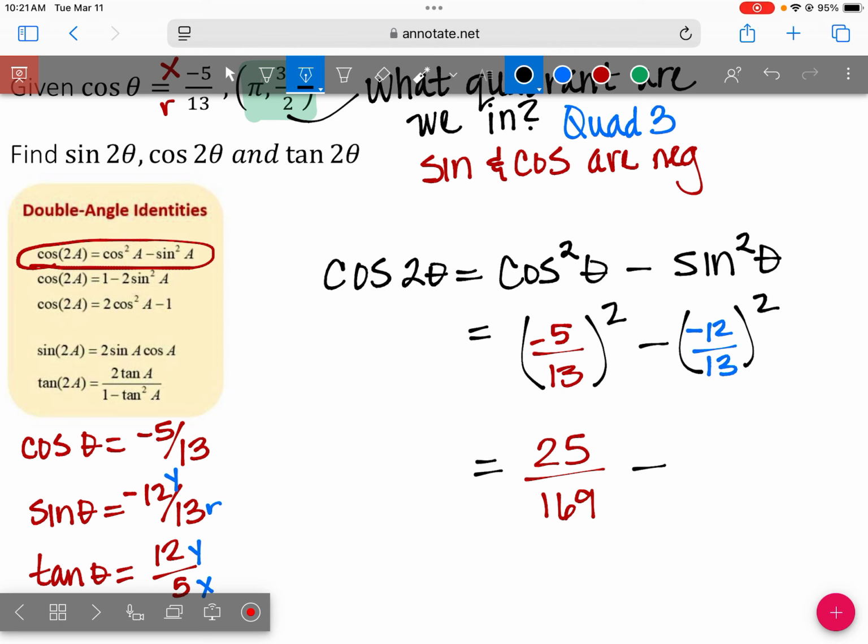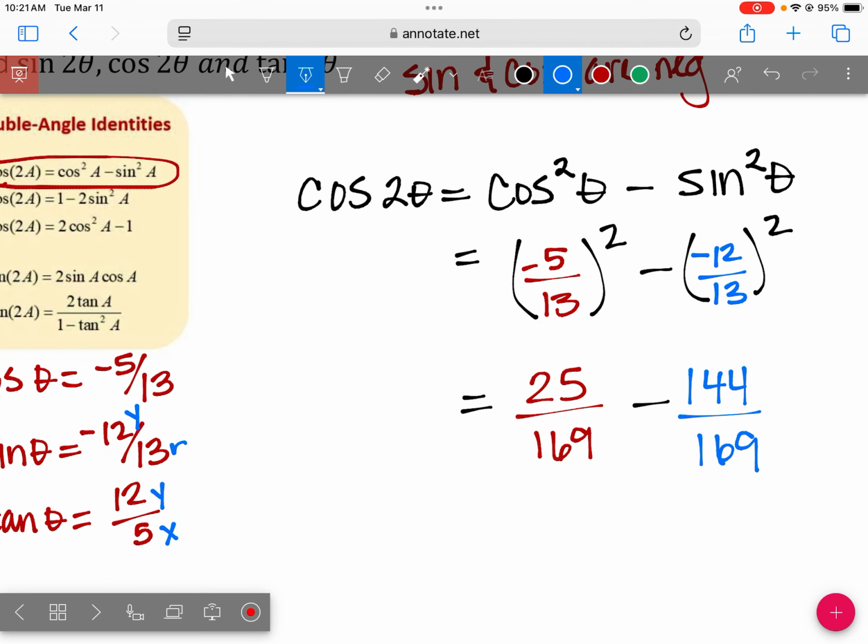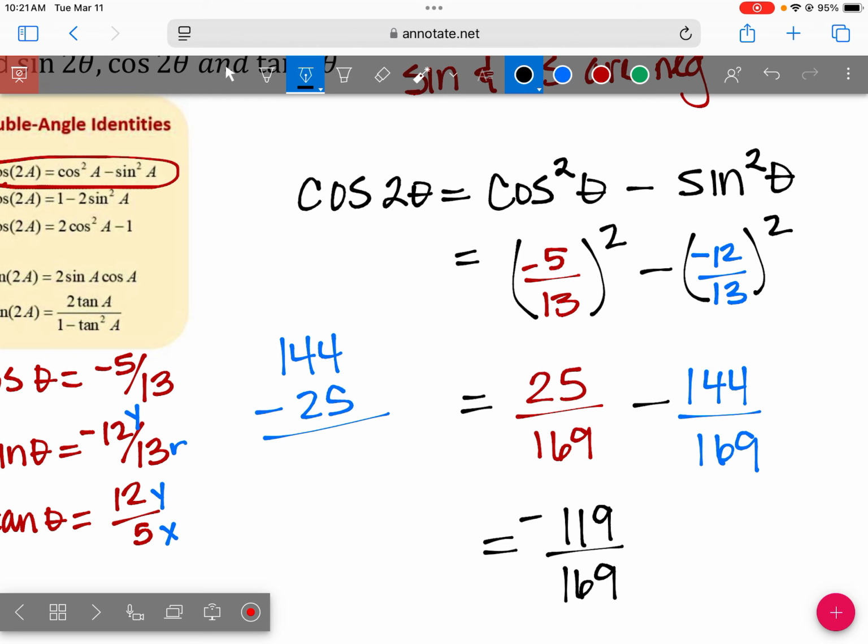When I square my second fraction, it becomes a positive 144 over 169. We have our common denominator, so we just need to subtract our numerators. And again, you don't get to use a calculator, so you will have to do it the old school way off to the side. I'll give you a minute to figure out what you get. Because we're taking 25 minus 144, I know my ratio is going to be negative. And if you did your math right, you should get negative 119 over 169. So that is my cosine double angle.